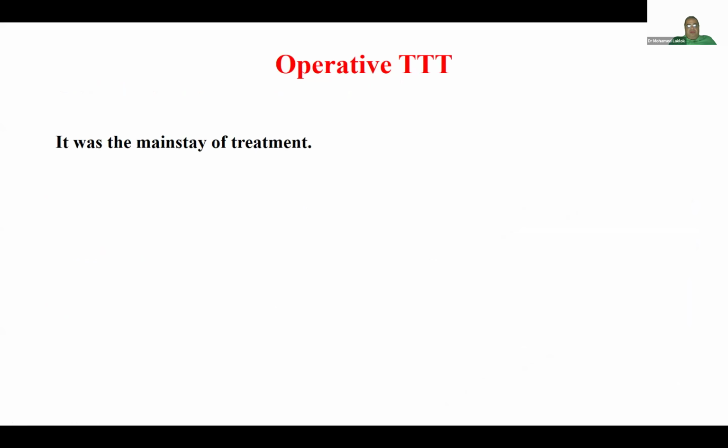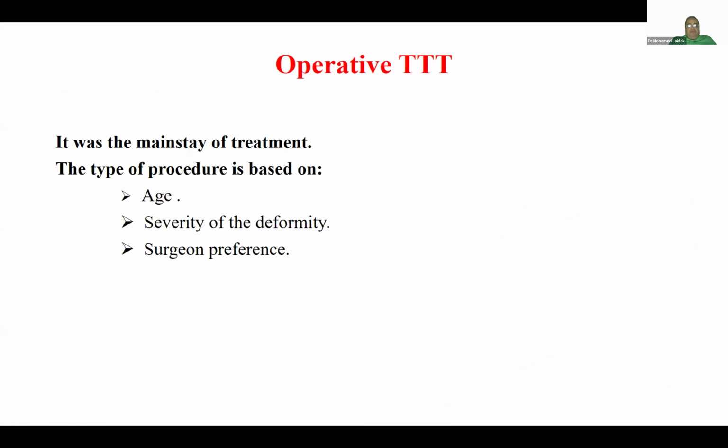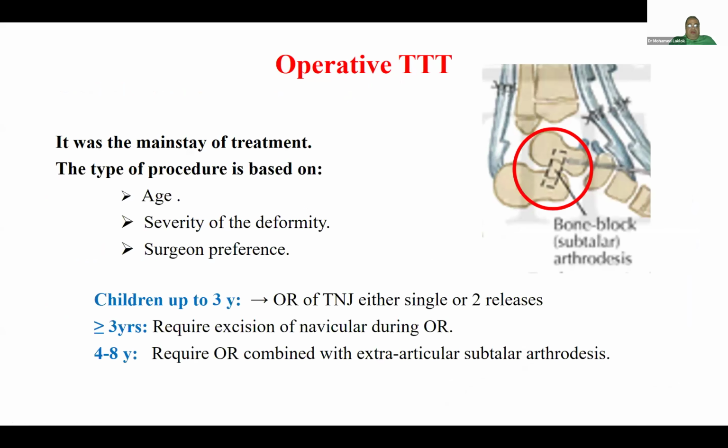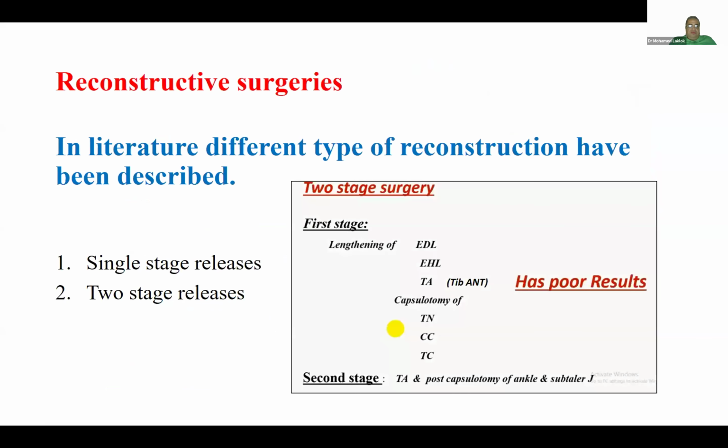Operative treatment of congenital vertical talus was the mainstay of the treatment. The type of procedure is based on the age and severity of the deformity and the surgeon's preference. In children up to 3 years, we can do open reduction of the talonavicular joint in either 1 or 2 stages. More than 3 years requires excision of the navicular bone. From 4 to 8 years requires open reduction, and we can do extra-articular arthrodesis of the subtalar joint. More than 12 years requires triple arthrodesis.